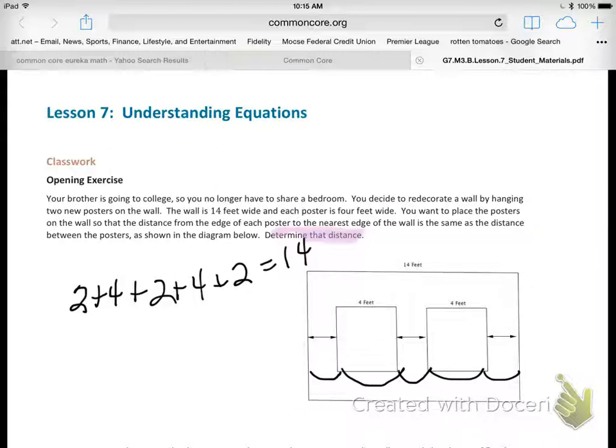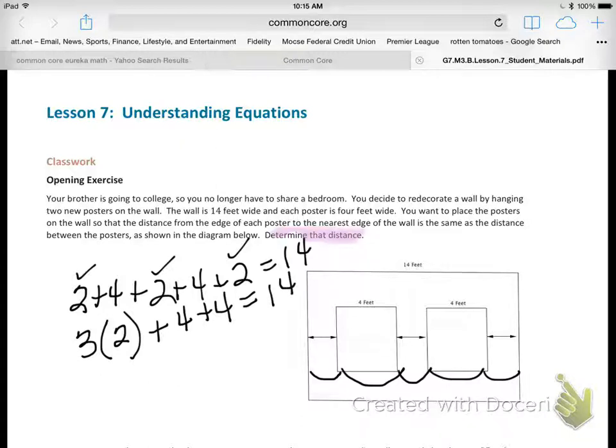This can also look like this. We have 1, 2, 3 2's. So we can do 3 times 2 plus 4 plus 4, and that also equals 14. We can do 3 times 2 plus 8, and that equals 14 as well. Of course, this is all after the fact, when we already know the answer was 2.